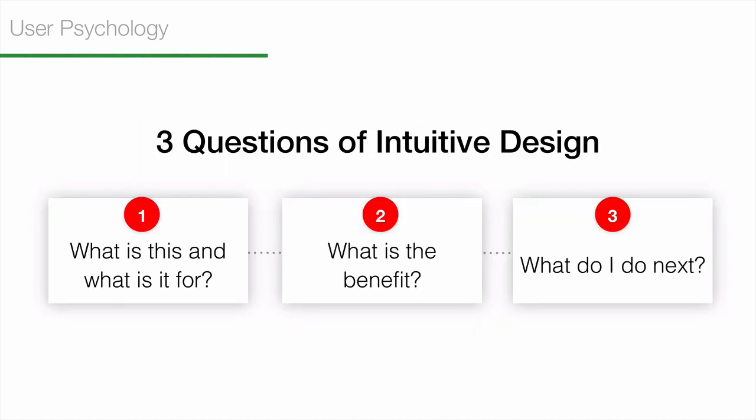Whenever you're thinking about designing a product or service or email or campaign, and you're thinking about intuitive design, you always need to ask yourself three questions. So, what is it and what's it for? What's the benefit of having this particular thing? And what do I do? What do I do next? And the user goes through this three-step process whenever they're interacting with your product or service.